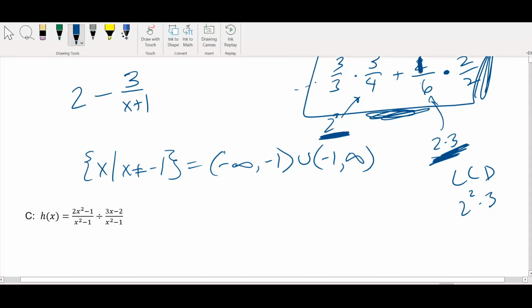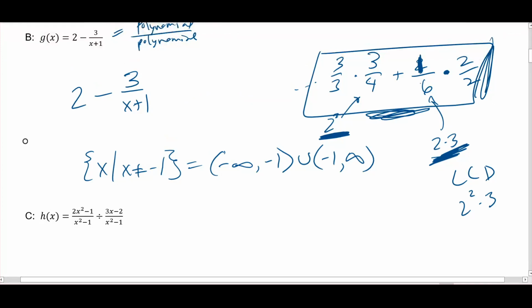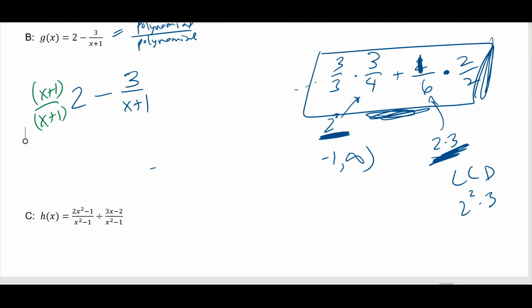Because I know that I need a common denominator. Well, my denominator here is 1. So if I'm going to multiply by something that's going to get me my common denominator right there, well, that's all I need to do, right? x plus 1 over x plus 1. And this guy, we don't have to multiply by anything, right? So carrying this operation out, we multiply, right? 2x plus 1 over x plus 1 minus 3 over x plus 1.